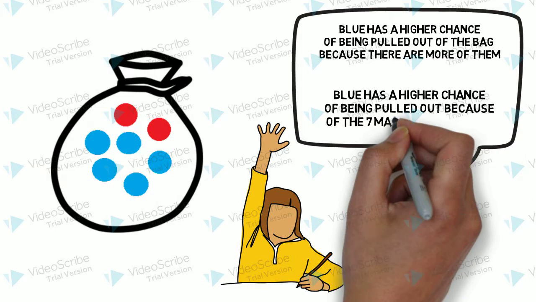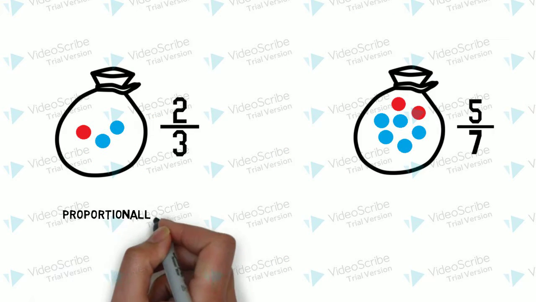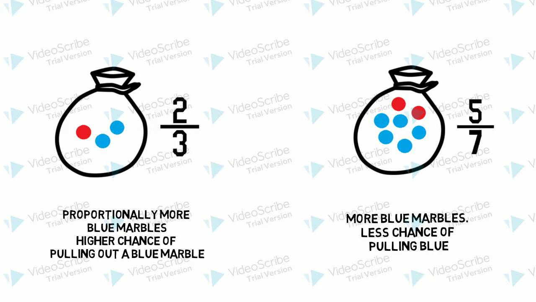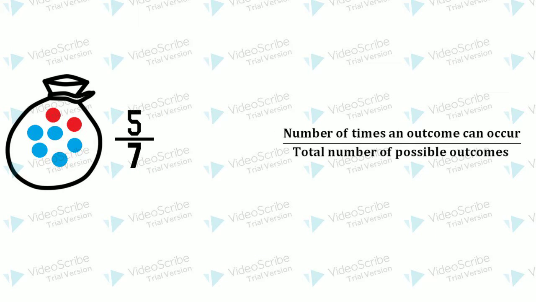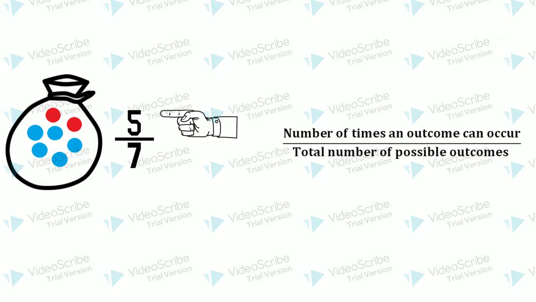proportional reasoning would say that blue has a higher chance of being pulled out because of the 7 marbles, 5 are blue. This is a foundational concept for high school required for comparing the chances of 2 separate bags of marbles, one with proportionately more blue marbles and one with more blue marbles in the bag. In order to aid this proportional reasoning, students must be aided in seeing the connection between chance and fractions, noticing the part-whole relationship, for example, 5 out of 7 marbles.